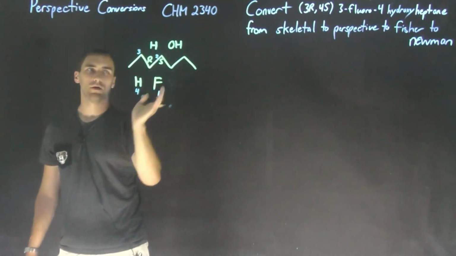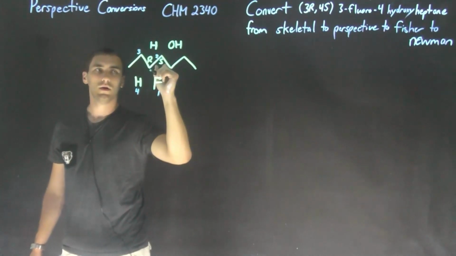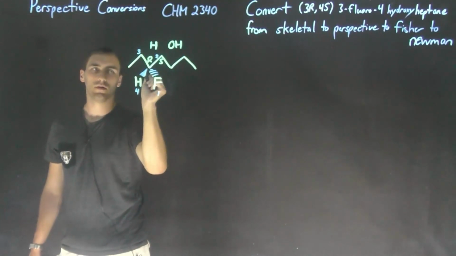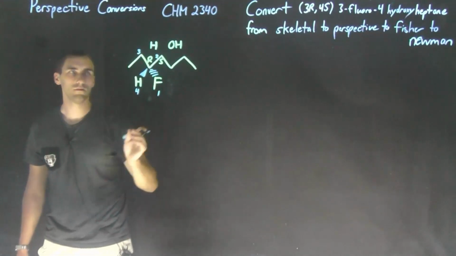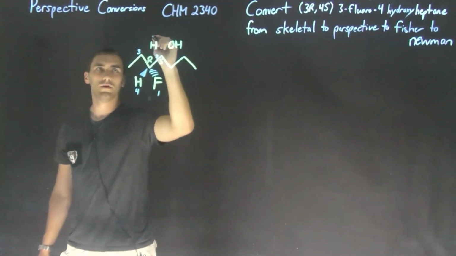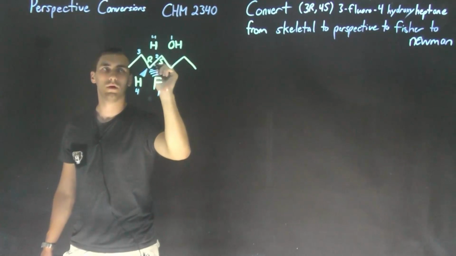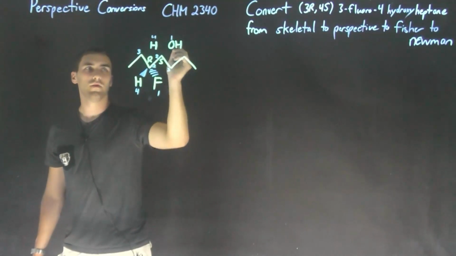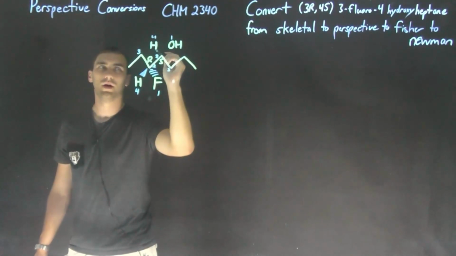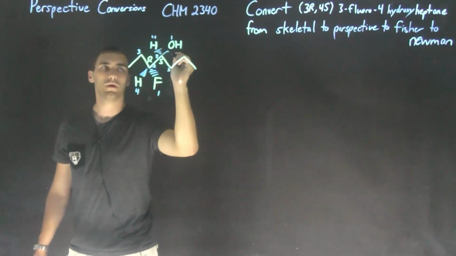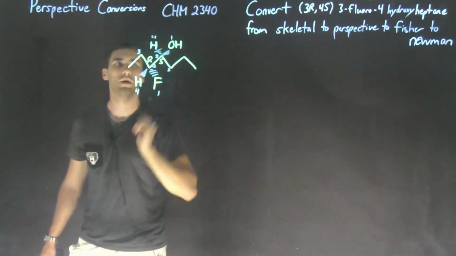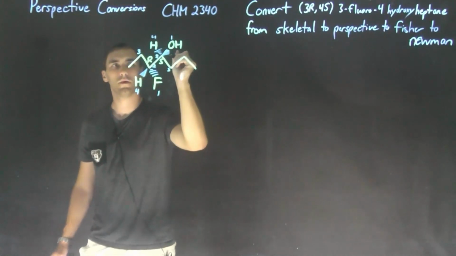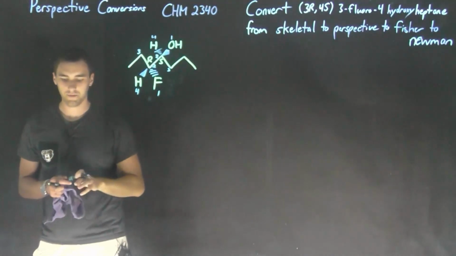So if our priorities are going counterclockwise, we need the priorities to look like this. For this one, we have the priorities. And now if we keep it as is, this will be S. So that is the skeletal form.